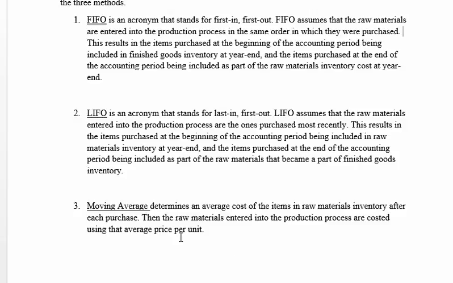So once we determine that average, and it's weighted, in my example both purchases were 100 units, that wouldn't necessarily be the case. So if we purchased 200 units at $12 each, they'd be given a heavier weight in the average than the 100 units purchased at $10 each. We'd take a weighted average, really. Then the raw materials entered in the production process are costed using that average price per unit. All the materials entered would be entered at that average cost.